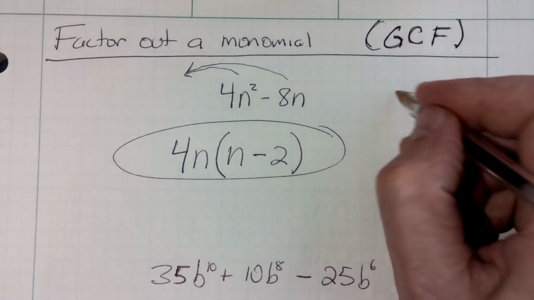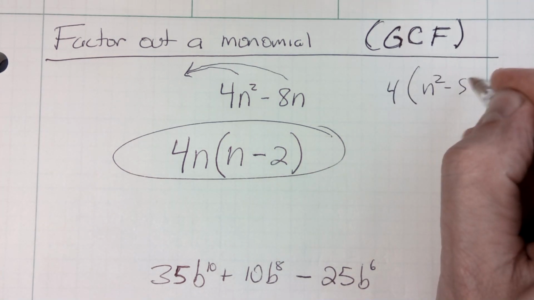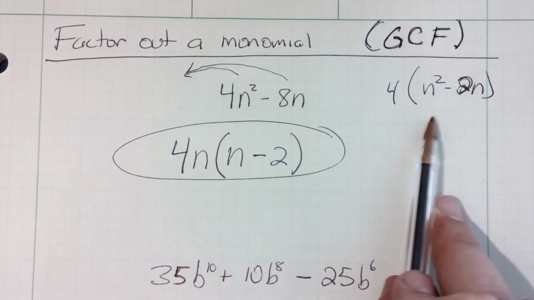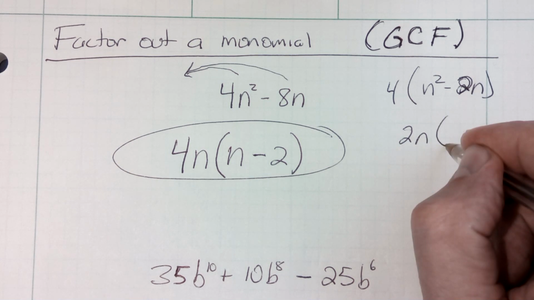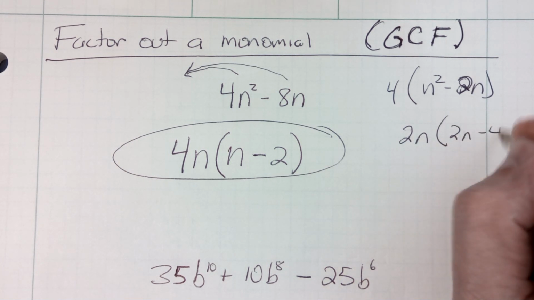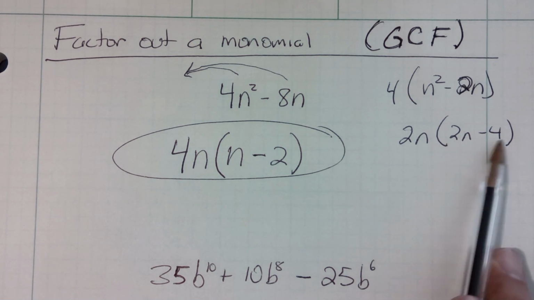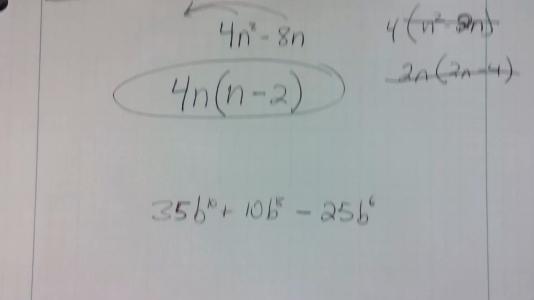If you accidentally did 4 and then parentheses n squared minus 2n, you haven't done the greatest common factor because they still have an n. If you did maybe a 2n and left a 2n minus 4, again, you haven't factored out the greatest common factor because there's a 2 in common with both. So always factor out the greatest.